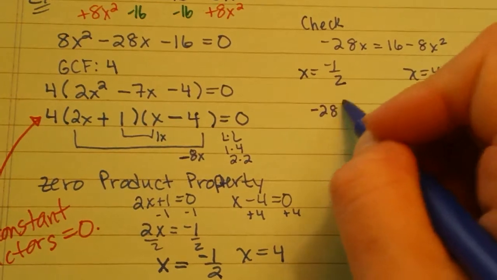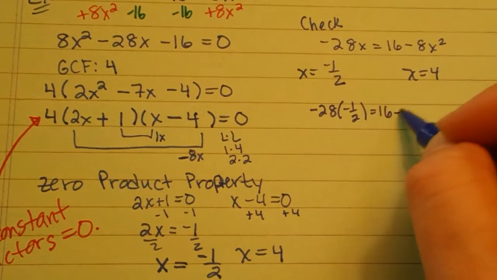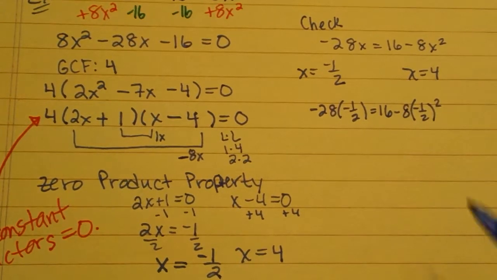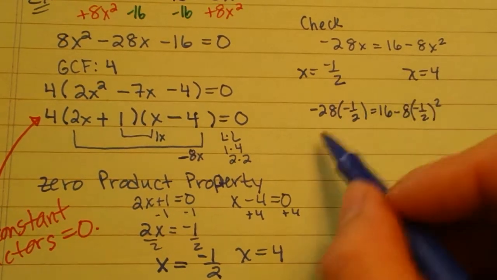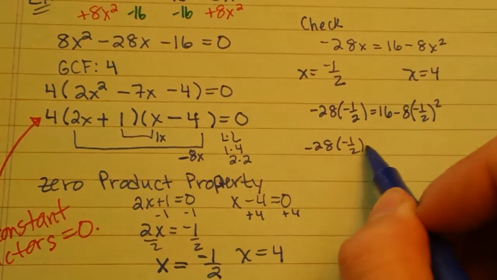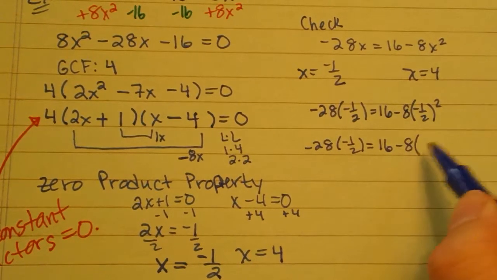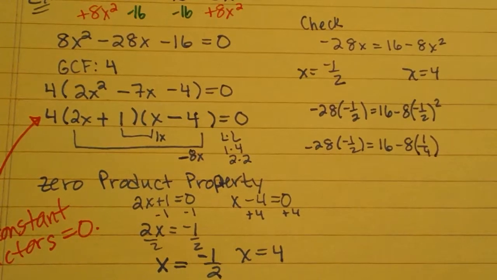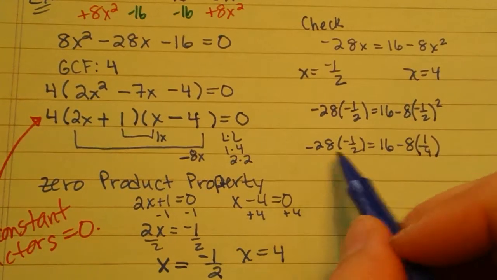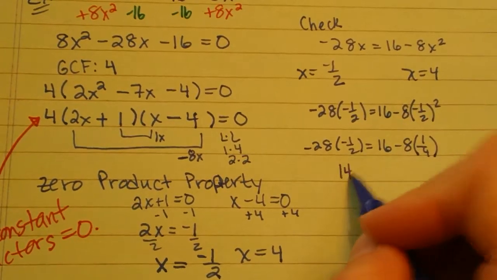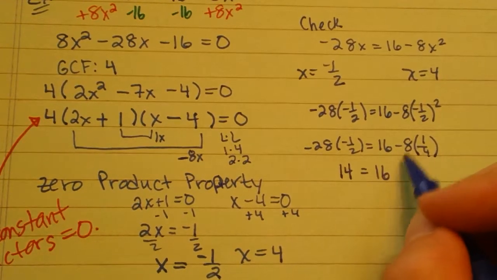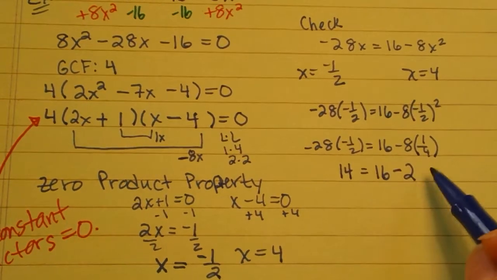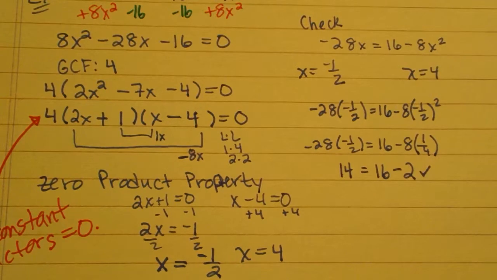So we'll do negative 28 times negative 1/2 equals 16 minus 8 times negative 1/2 squared. We need to follow the order of operations, so I will be squaring that negative 1/2 first. So negative 28 times negative 1/2 equals 16 minus 8 times negative 1/2 times negative 1/2 is positive 1/4. Next, I will multiply and divide left to right. So I'll have negative 28 times negative 1/2 is positive 14 equals 16, and then negative 8 times 1/4 is minus 2. And since 14 does equal 16 minus 2, that is a correct solution.